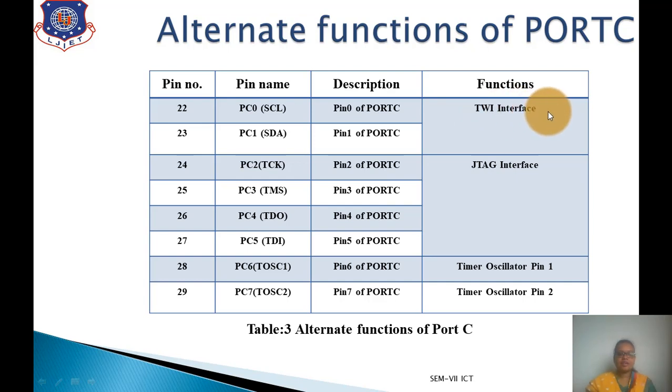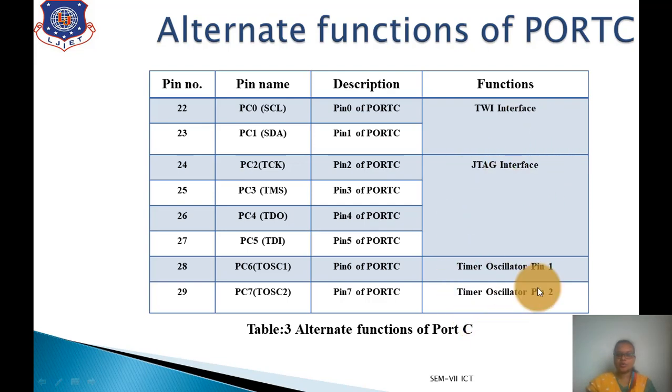Clear? Whenever data is transferred serially, this port will be used. From pin 24 to 27, that is PC2 to PC5, TCK, TMS, TDO and TDI. These are all for the JTAG interface. And last, 28 and 29, that is T oscillator 1 and T oscillator 2, the timer oscillator pin 1 and timer oscillator pin 2. Again, both oscillators are used for this JTAG interface for giving the timing clock pulse. Clear? So these are the alternative functions of port C.